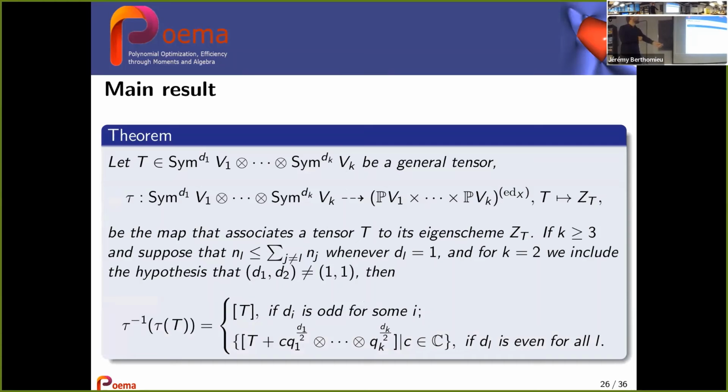And this is the main result of all the work I did. That is, in the general case, if you assume the boundary format condition, and if we're not in the matrix case, you have that the fiber of this map is just a T if all the degrees are odd, and if some degree is odd. It is again just the sum of the product of the quadratic forms if all the degrees are even. Because again, the only way that this guy appears is if you have all H0s appearing everywhere.